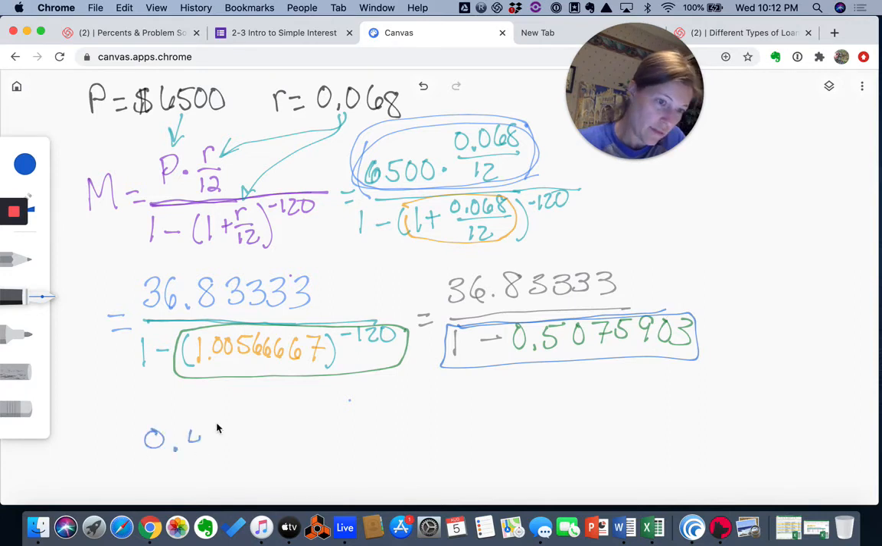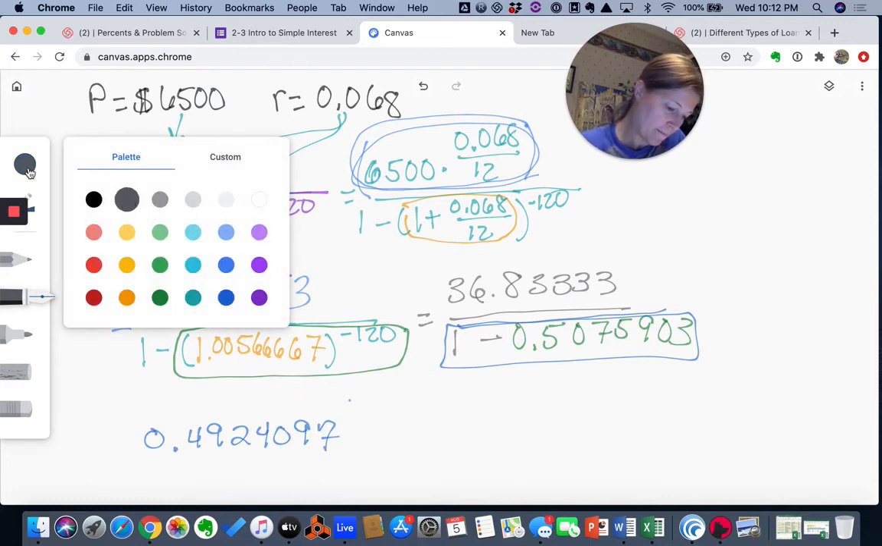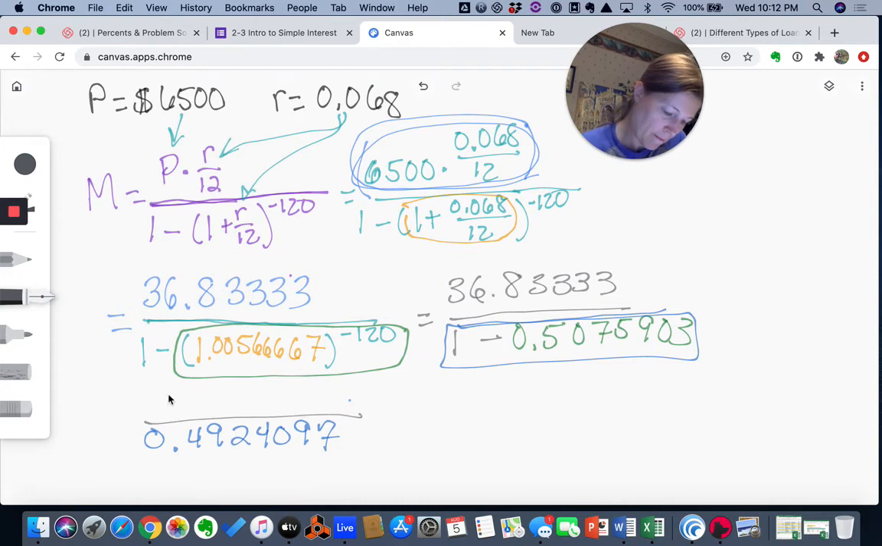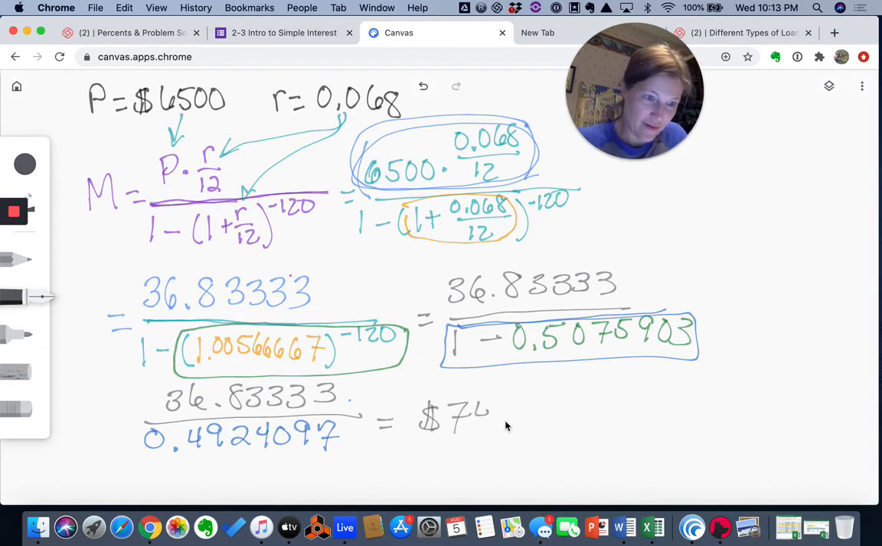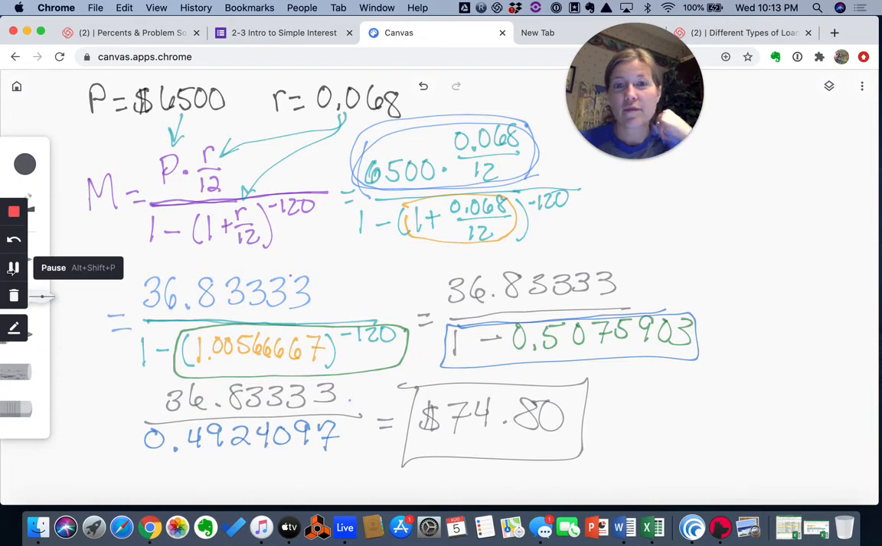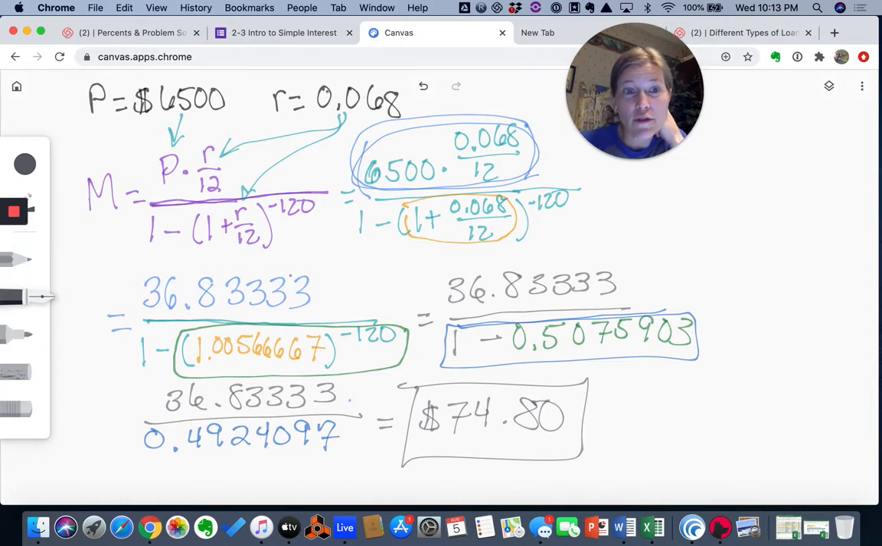So on the bottom, I've got that. On the top, I've got that. And now I can finally do that very last division. And this right here is my monthly payment for 10 years with this interest rate and this principal.